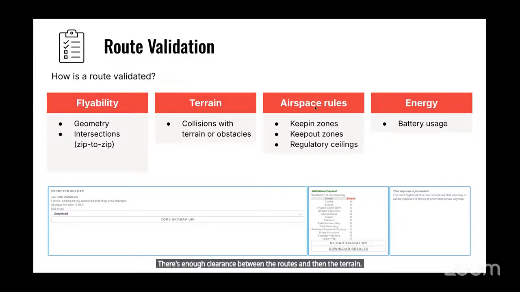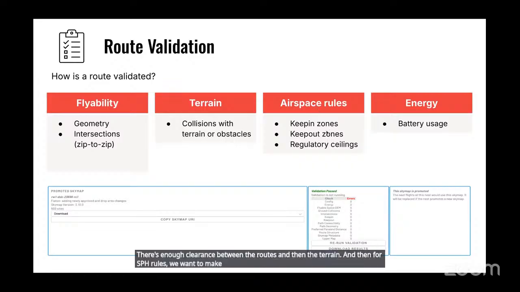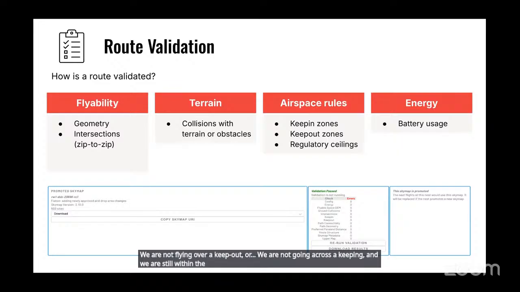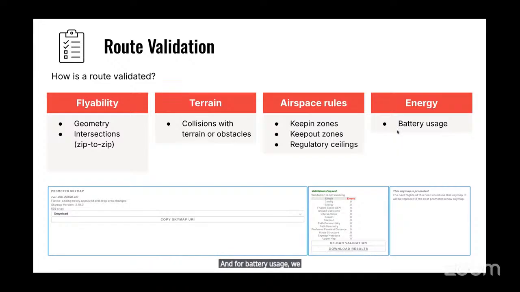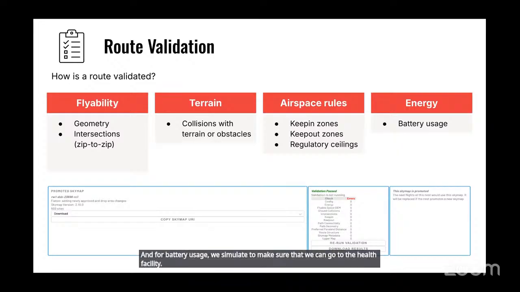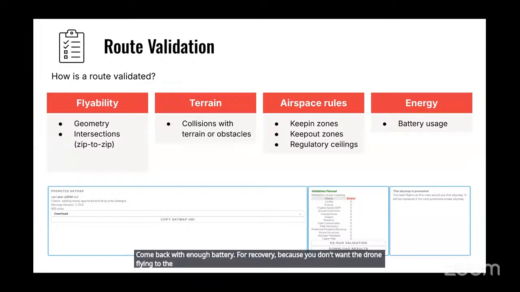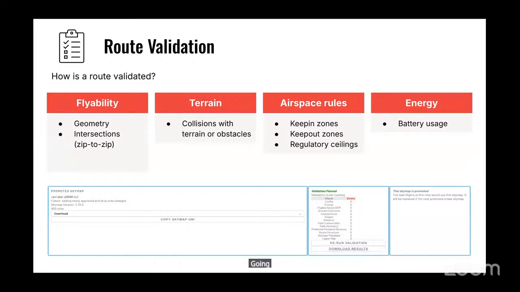And then for airspace rules, we want to make sure that we are not flying over a keep out or we are not going across a keep in, and we are still within the regulatory ceiling of 400 feet. And for battery usage, we simulate to make sure that we can go to the health facility, come back with enough battery for recovery, because you don't want the drone flying to the health facility and then maybe going down because it has lost the battery power.